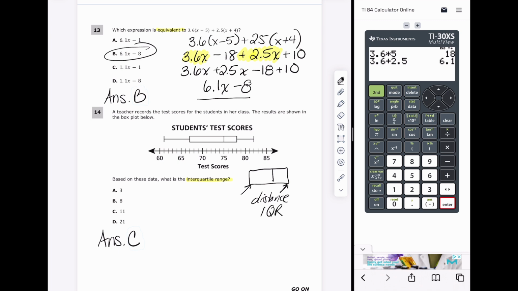Okay, so with the first one here, it looks like it's going by 1, so 65, 66, 67. And here, 75, 76, 77, 78. So what is the distance from 67 to 78? I can just subtract that and get 11. All right, hit pause and jot this down into your notes.